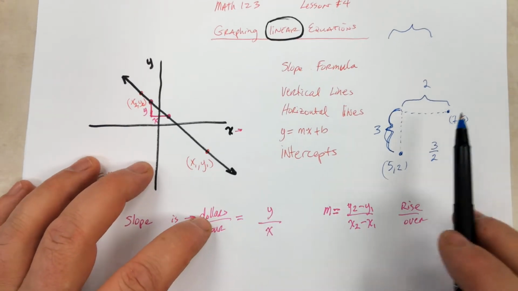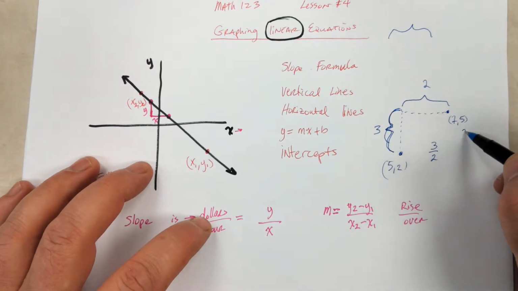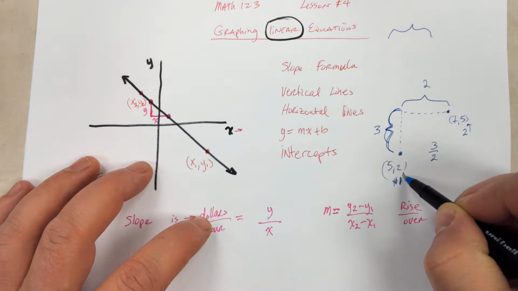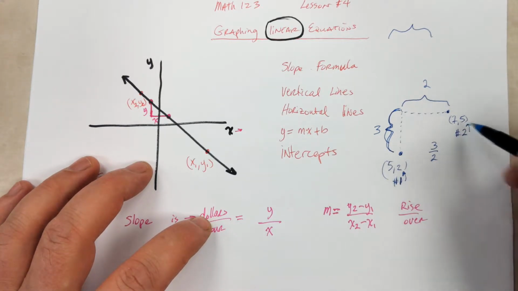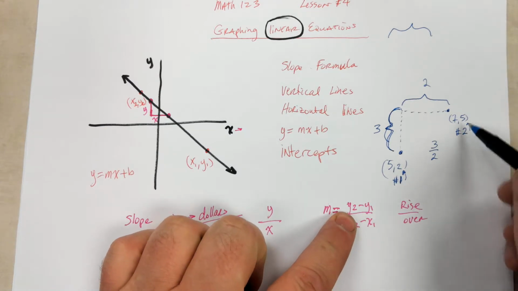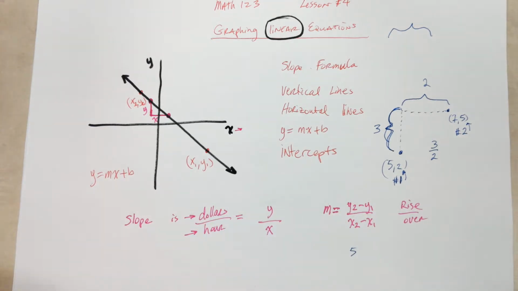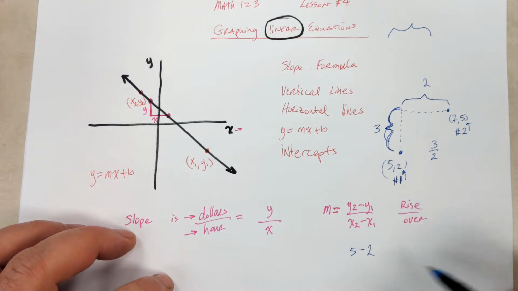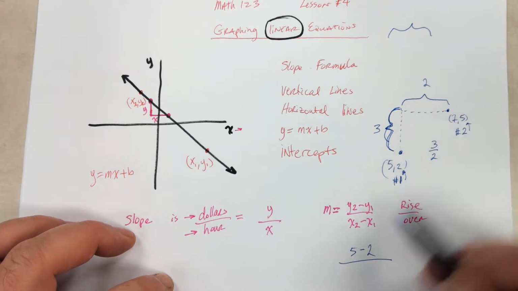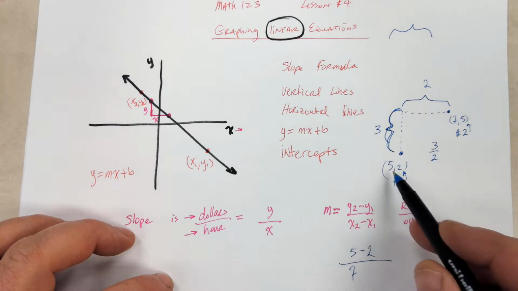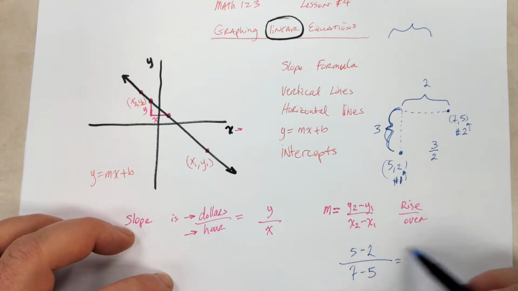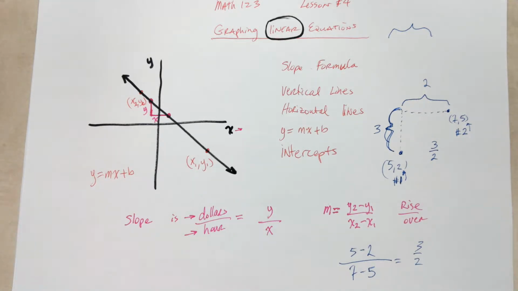So for example, let's say this is point number 2 right here, and this is number 1 right here. So y2 is 5 minus 2, and then x2 is 7 minus 5, and so that's 3 over 2, same thing.